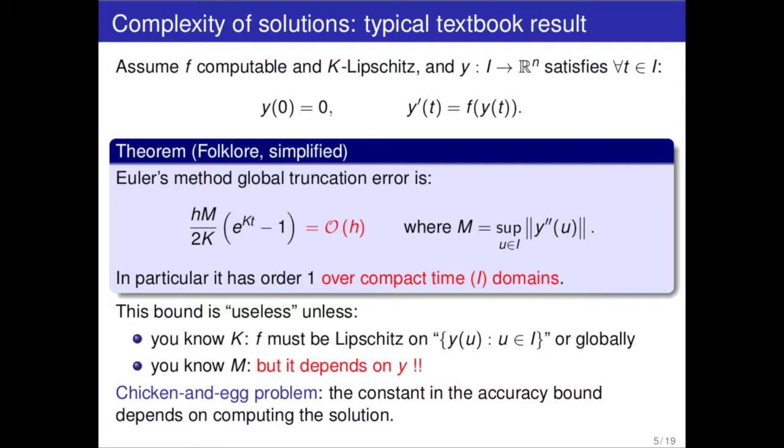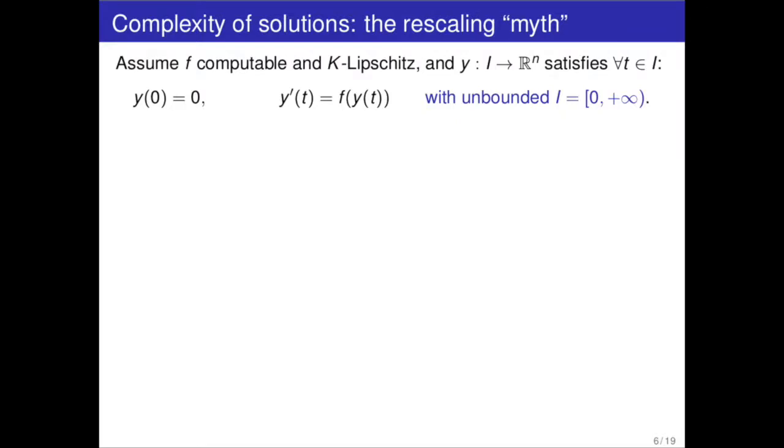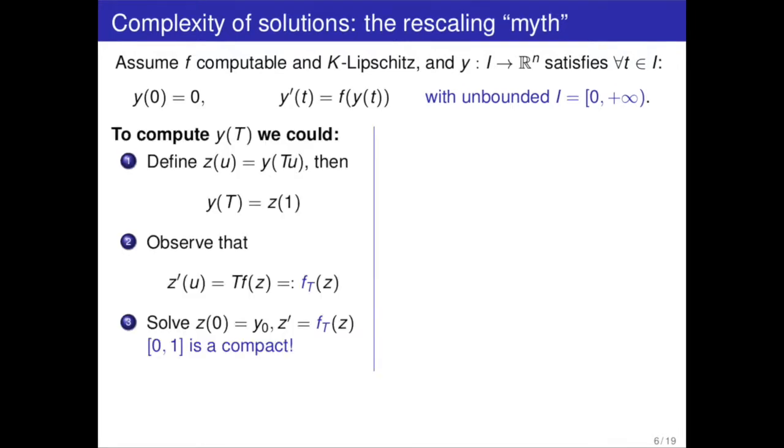Now you could say, okay, this is, at least for compact domains, maybe if you know things about why this works, but there's another problem, something that I've heard several times, which is the rescaling myth, which is what happens if I is unbounded, okay? And this is where it shows that this whole thing really breaks down. If I is unbounded, what could we do to compute y of t?